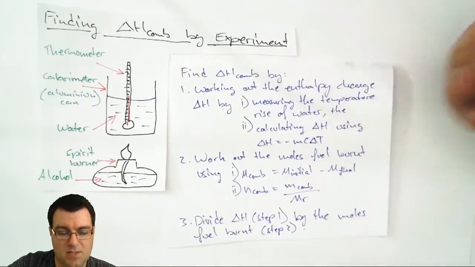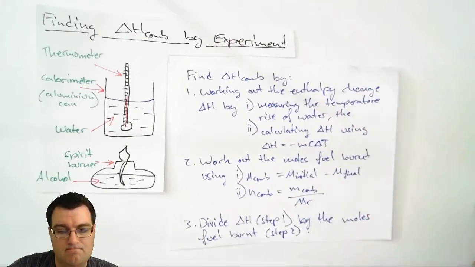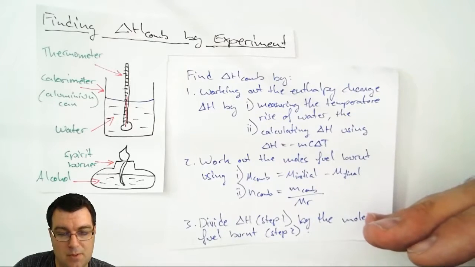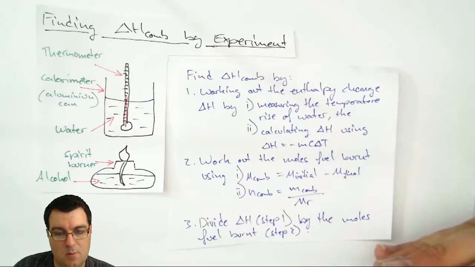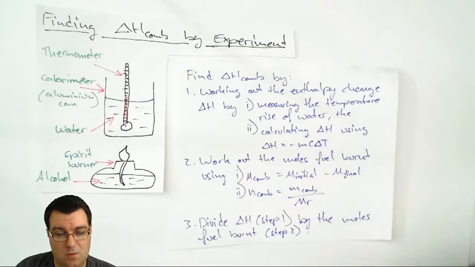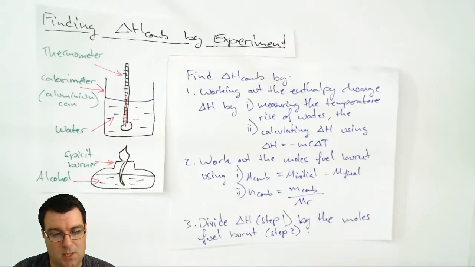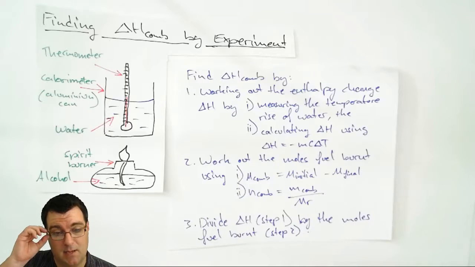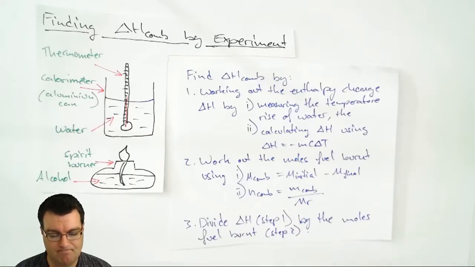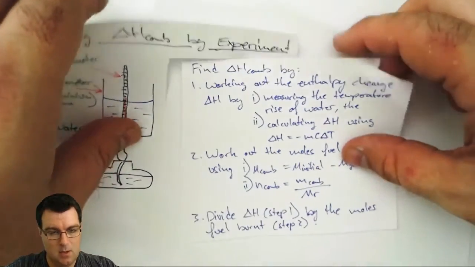Once we have our value of energy that was captured by the water, and we have the total molar quantity of alcohol that was burnt, we can then move on to step 3, where we take delta H from step 1 and divide it by the moles of fuel burnt to find the heat of combustion, or specifically the molar heat of combustion. That lets us, in a very simple experiment, determine this rather fundamental constant for the energy released by a fuel. Alrighty, so let's take a look at a worked example of that by doing another challenge.